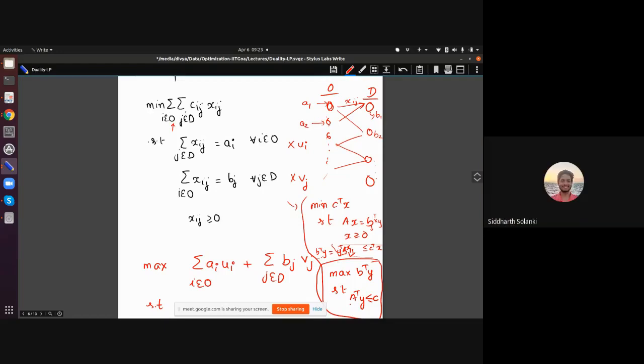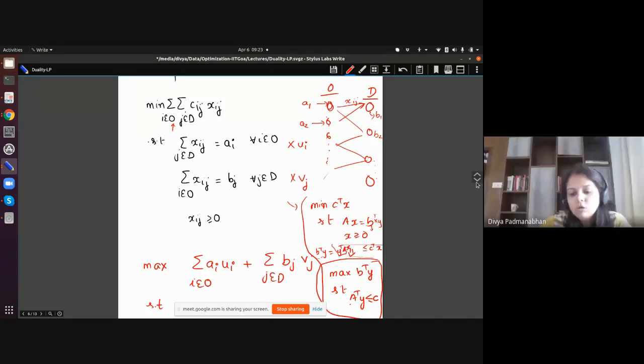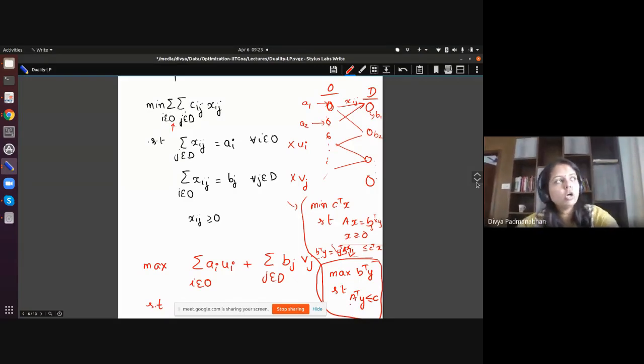In the previous problem, I could see that when we multiply by y, A transpose y should be less than c. But in this one, it doesn't follow from the constraint that A transpose y should be less than c. Okay, so let's take something. So what?